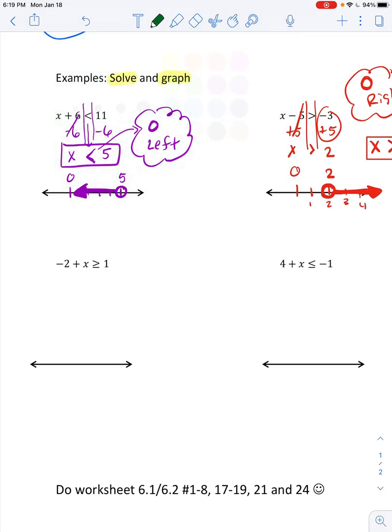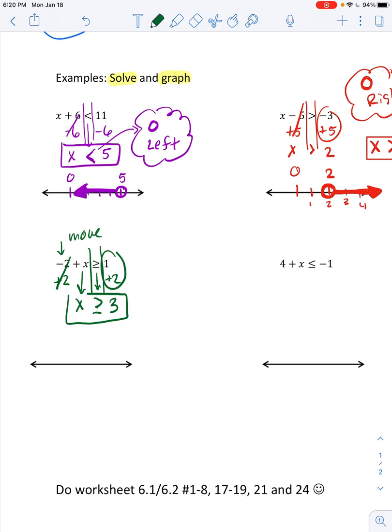In my next one, this looks a little tricky, but good thing you're smart. I'm trying to get the x alone, so I need to move this. So think about the math opposite. To move a negative 2, I will need a positive 2. And I have to do that to the other side to keep it mathematically balanced. These cancel. I still have my x. I still have greater than or equal to as my sign. And then here, if I had a 1 and I added 2, that becomes a 3.